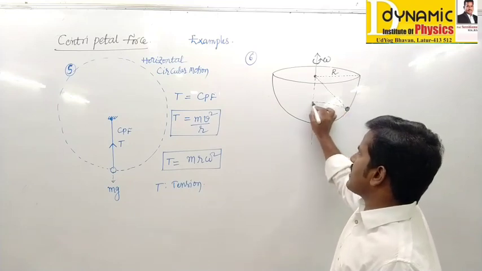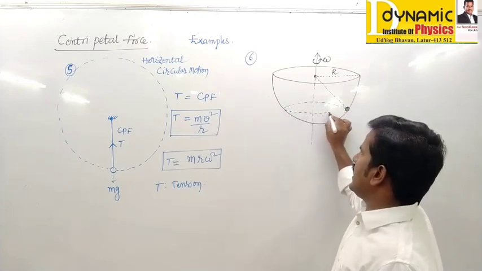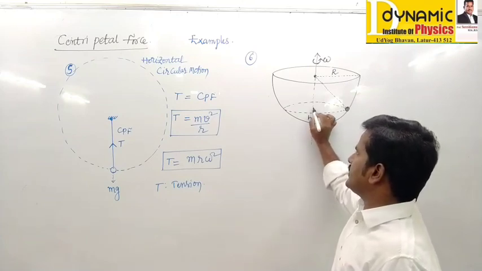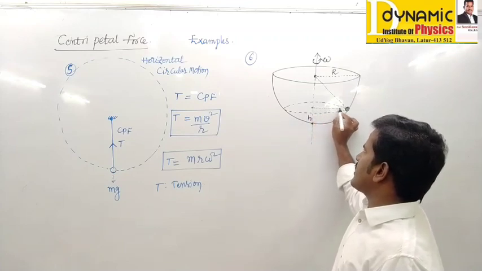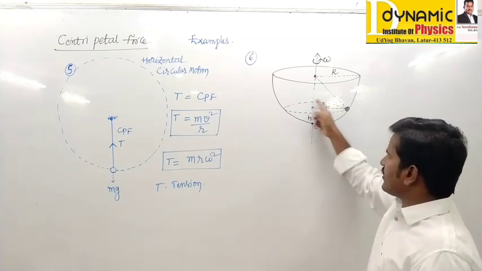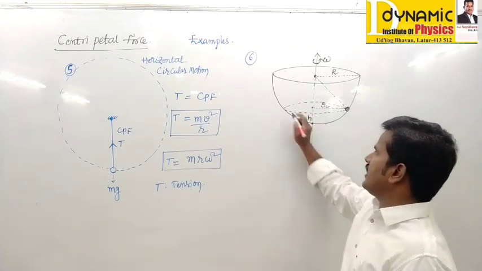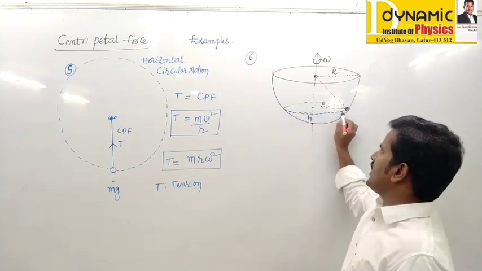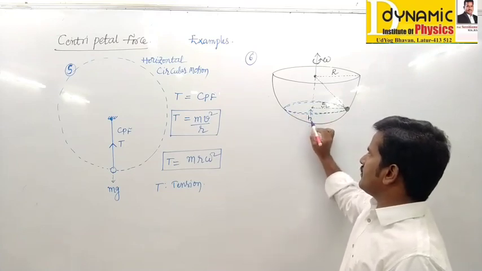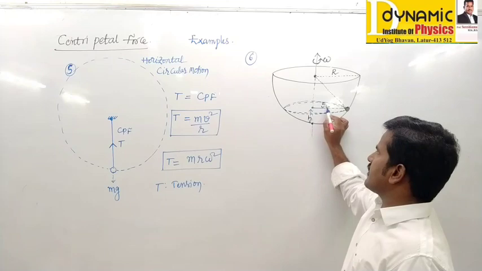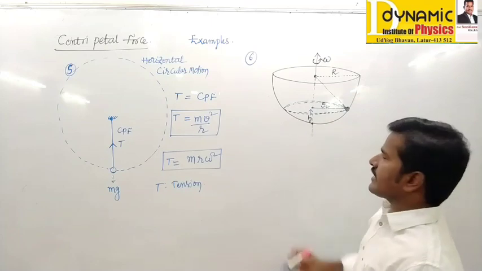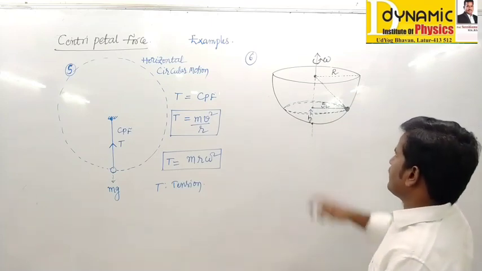One body is in a circular path at a height h from the bottom of the bowl, and the radius of this circular path is smaller. The body is in circular motion at a height of h from the bottom. This is circular motion of radius small r, and the radius of the bowl is capital R.